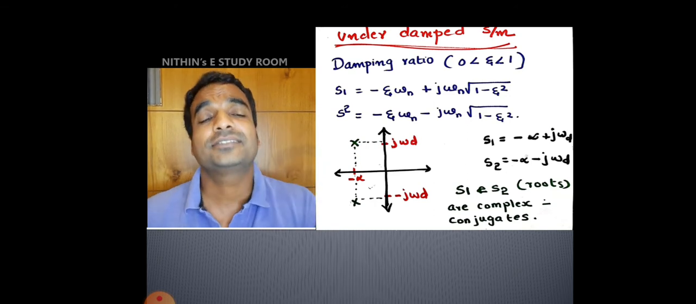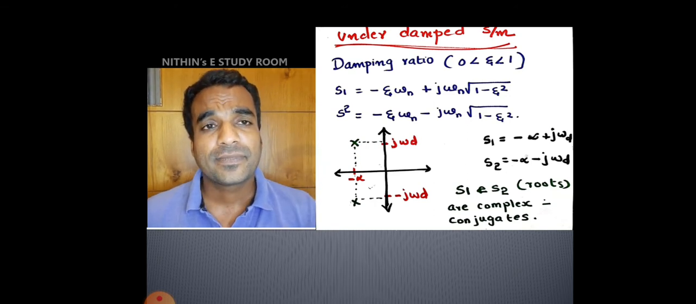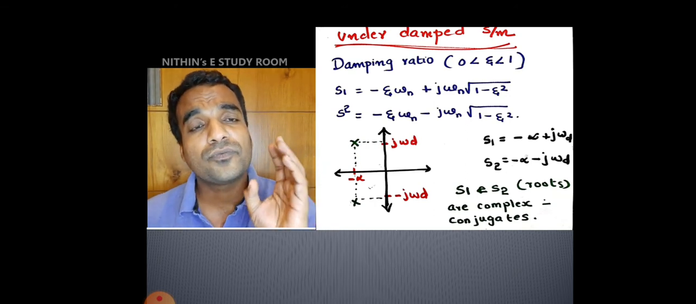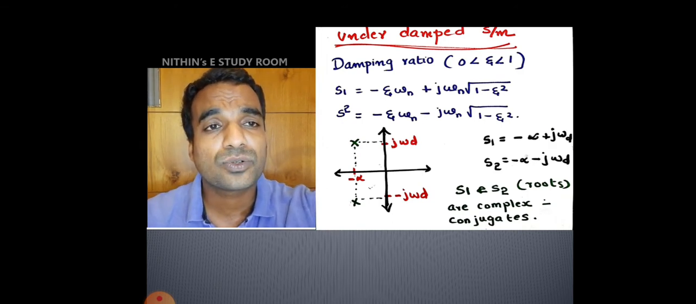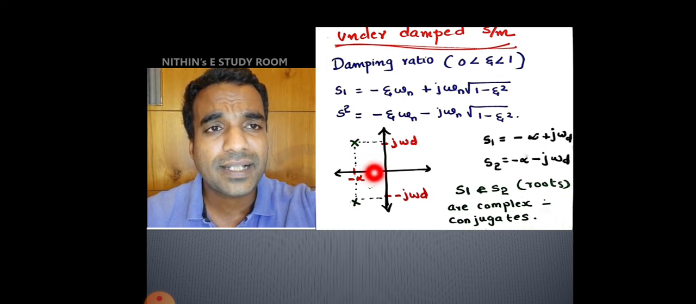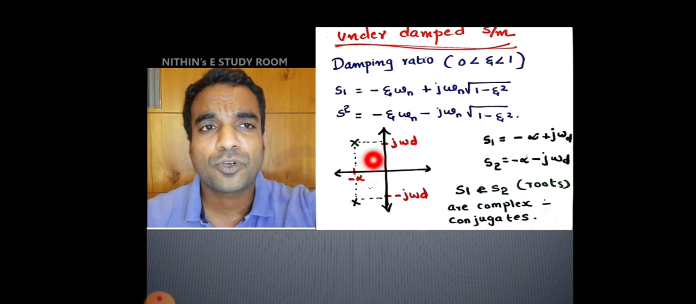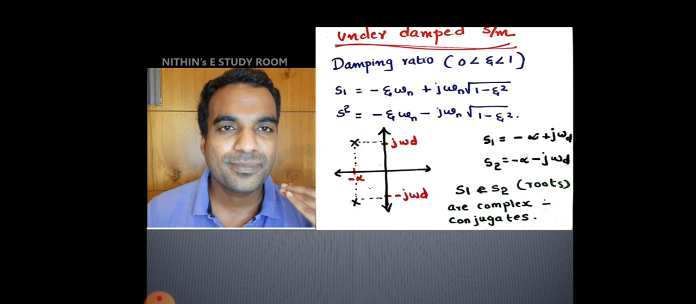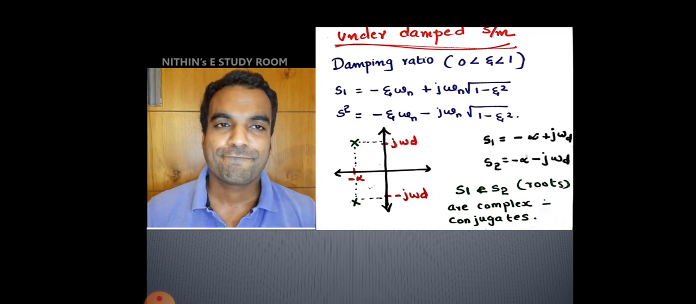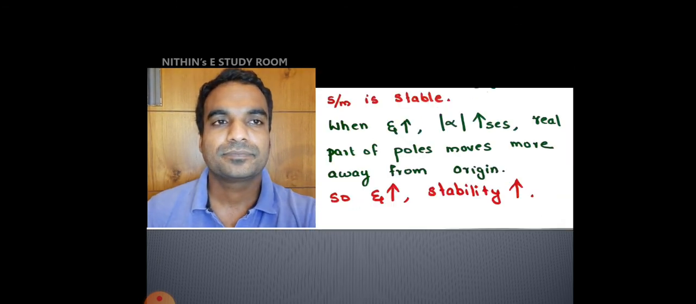Even though some large disturbance comes, your pole will still be there on the left side. But if your alpha is placed very close to the imaginary axis, and some disturbance comes, what happens? This pole may jump to the right side, so the system will become unstable. I hope it is clear.